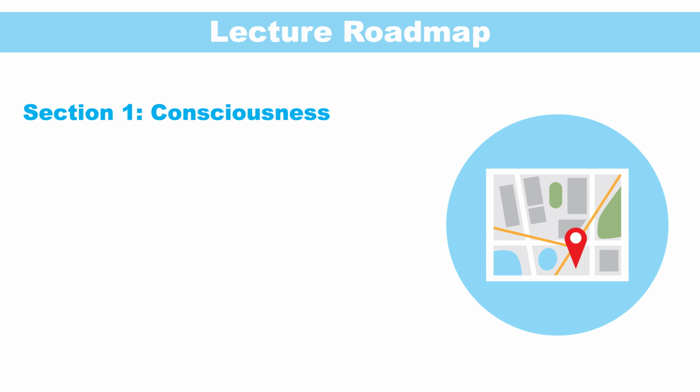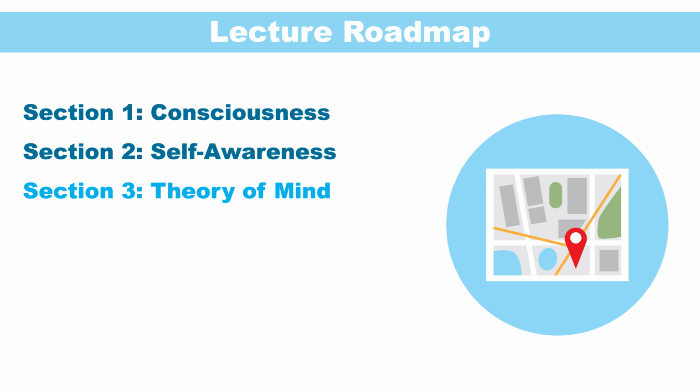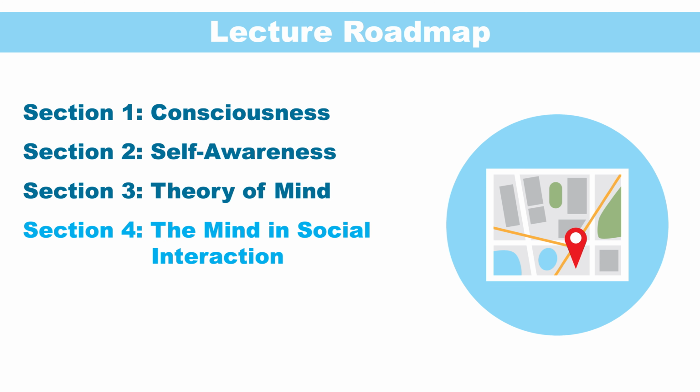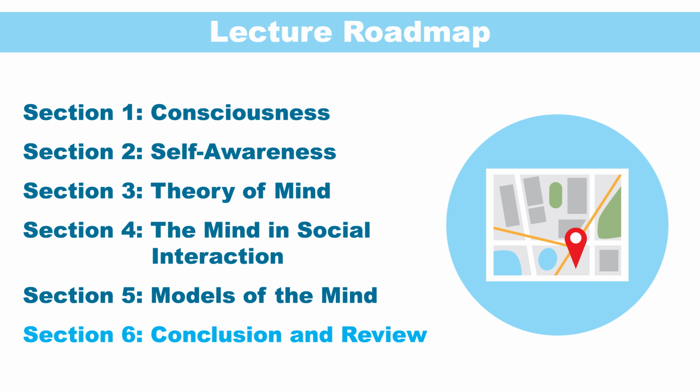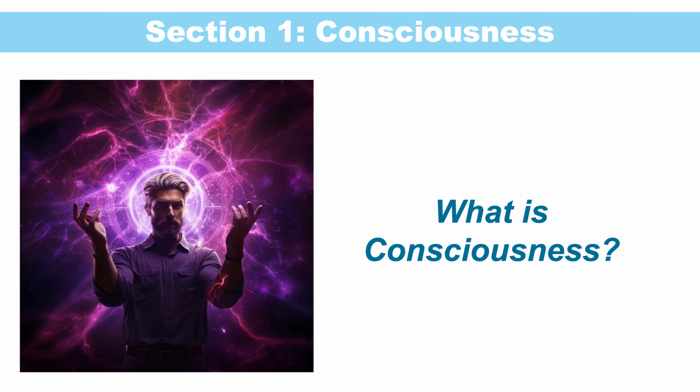In this lecture, we're going to be taking a look at the mysteries of the mind. We'll start by briefly mentioning the difficulties of understanding consciousness, and then we'll dive into how we conceptualize self-awareness and what we mean by theory of mind. We'll discuss the role this plays in social existence, and wrap up by discussing different approaches to modeling the mind. Then we'll end with a bit of conclusion and review. So let's begin with the big question. What exactly is consciousness?